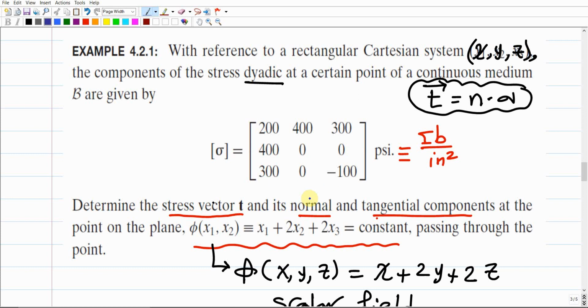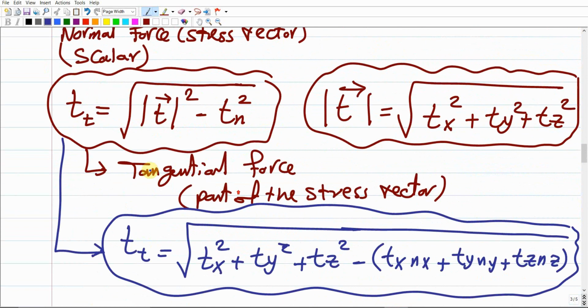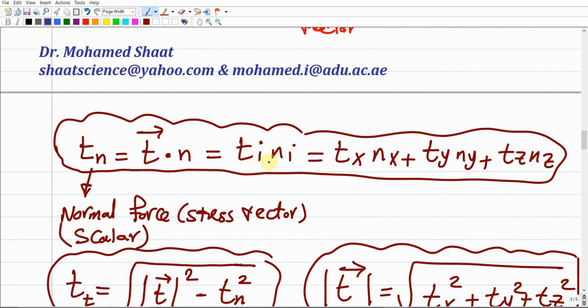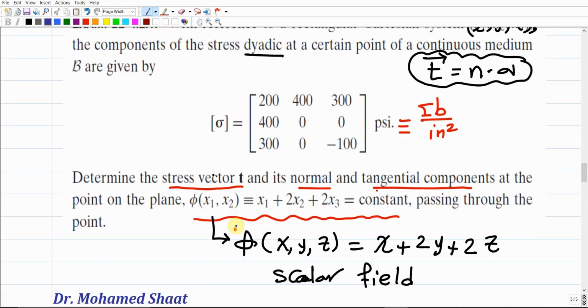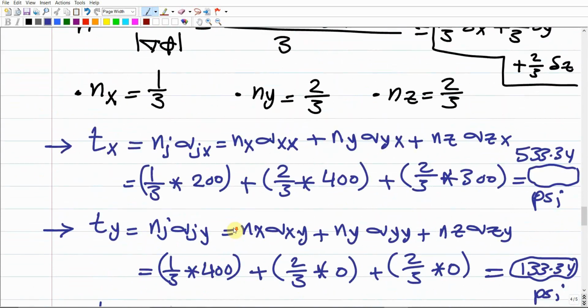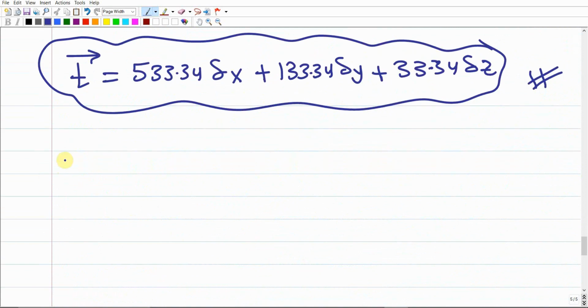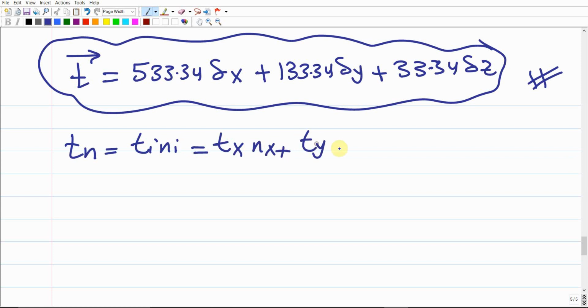Then what should be the normal component and the tangential component? We have defined the normal component here as Ti Ni, which should be Tx times Nx plus Ty Ny plus Tz Nz. Tx, Ty, Tz, we got them. Nx, Ny, Nz, we already got them as 1/3, 2/3, and 2/3. So we're just gonna substitute directly into this expression here. The Tn component is gonna be Ti Ni, which should be Tx times Nx plus the Ty times the Ny plus the Tz times the Nz.